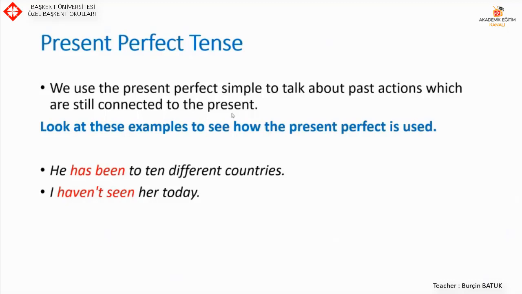Look at these examples to see how the present perfect is used. He has been to 10 different countries. 10 farklı ülkede bulundu. Look at the second one. I haven't seen her today. Onu bugün hiç görmedim. Dediğim gibi past actions which are still connected to the present.